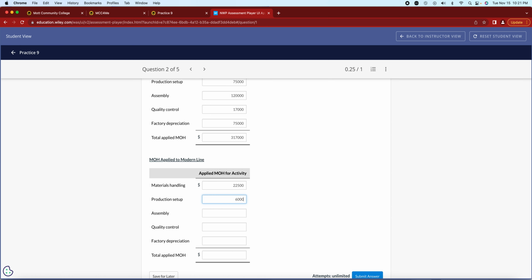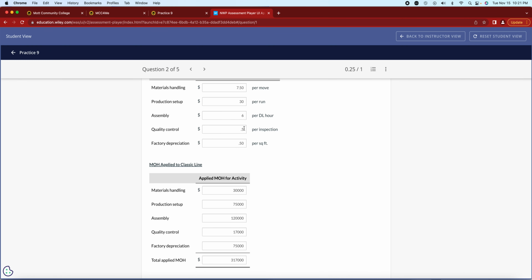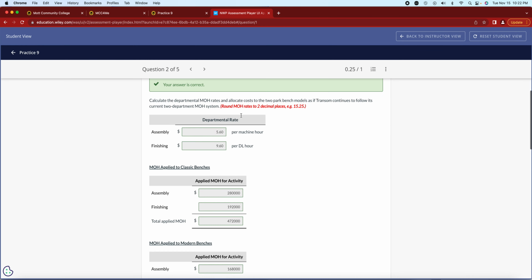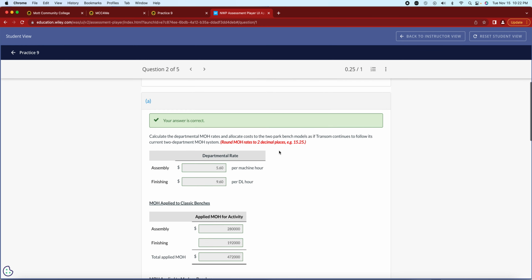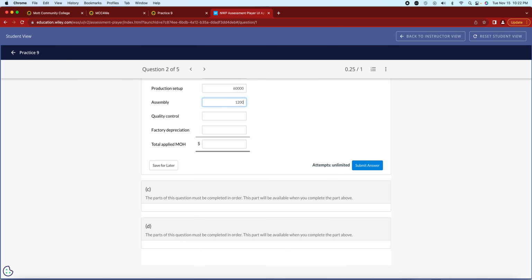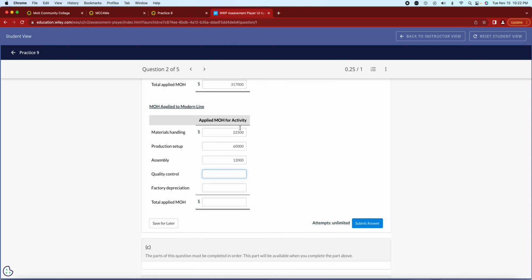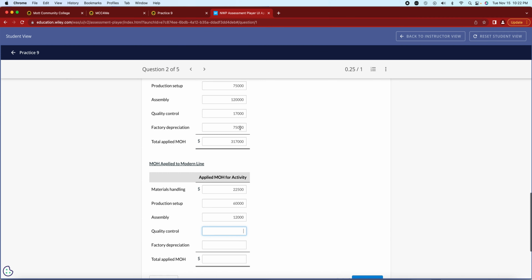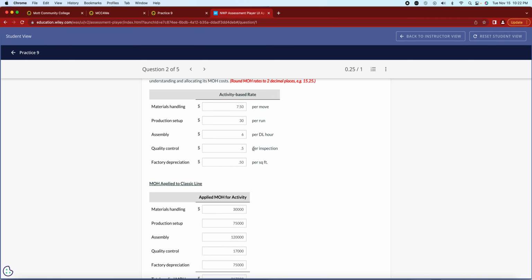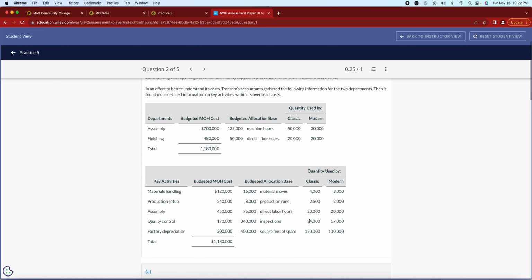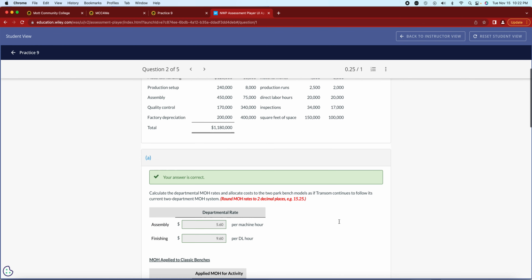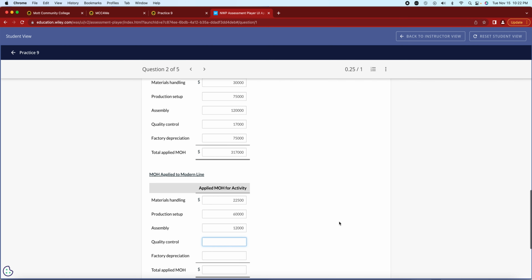This rolling back and forth is a lot of fun, huh? For assembly, we actually had the same thing in direct labor hours. $6 times assembly was the same, so we've already done the math for that one. That's going to be the same 120,000 that it was for the classic line. Quality control, we are looking at 50 cents per inspection times 17,000 inspections, which should give us 8,500.